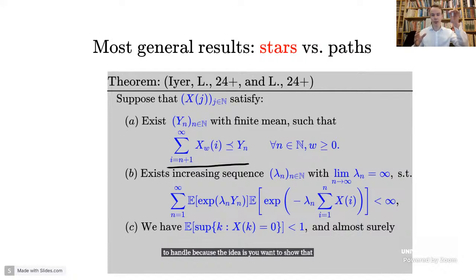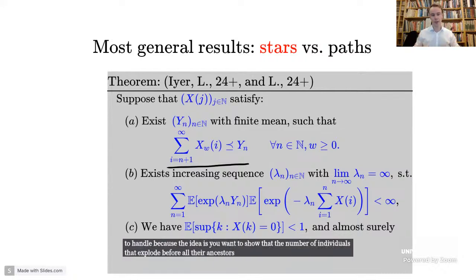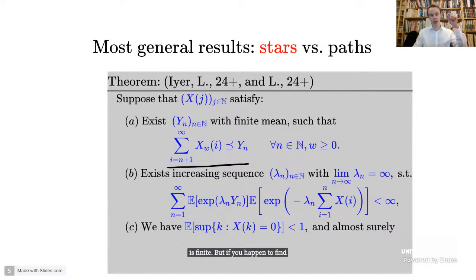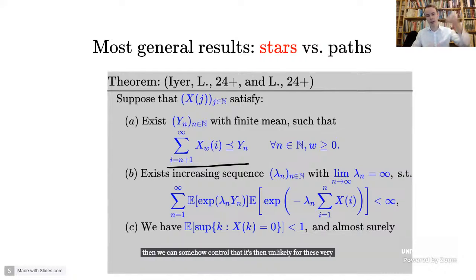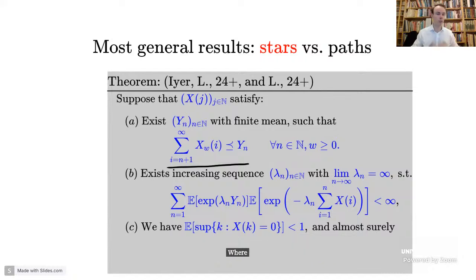Yeah. And this was difficult for us to handle, because the idea is you want to show that the number of individuals that explode before all their ancestors is finite. But if you happen to find this case where you find an individual and all of its ancestors have just such small weights that it's almost impossible for this individual to lose, then that exactly hurts us in the way that we don't want. So if all of these ancestors explode at least as fast as this random variable yn, then we can control that it's unlikely for these very young individuals to win. Whereas if all these ancestors could be arbitrarily unlucky, then that would cause troubles. But there's probably a way around it, and at some point we just said, okay, let's assume this for now, and then we can think about that later, but never came back to it.